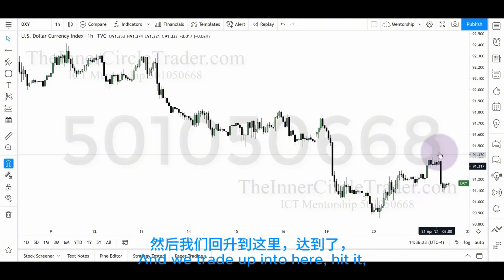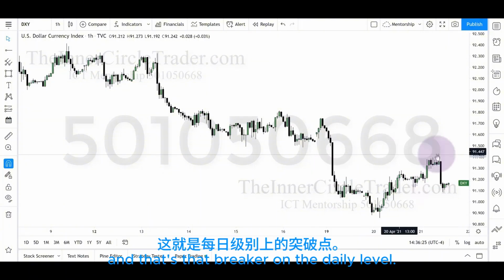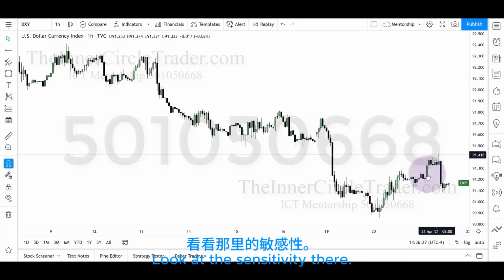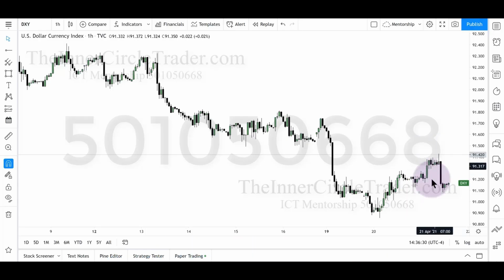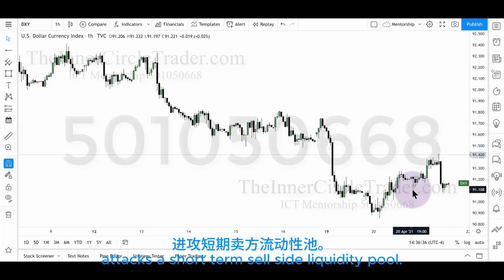And we trade up into here, hit it, and that's that breaker on the daily level. Okay, look at the sensitivity there. Beautiful. Hits it, quickly retraces lower, attacks a short-term sell side liquidity pool.